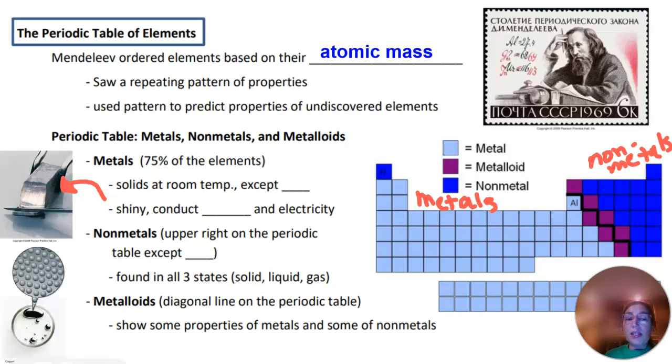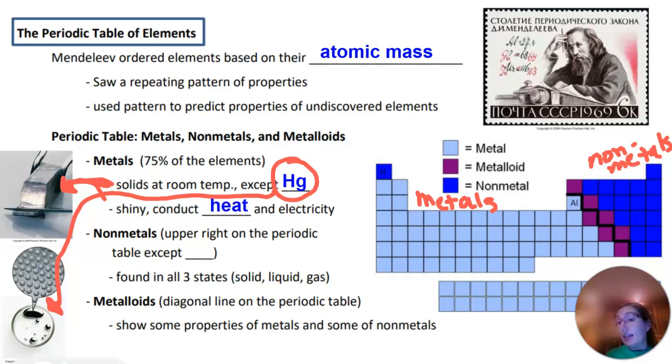One key exception is actually mercury. They're solids except for, here's a little photo of what some liquid mercury looks like. Again, most of the metals are solids at room temperature. Mercury right here is an exception. It's actually a liquid at room temperature. Metals conduct heat and electricity quite well.